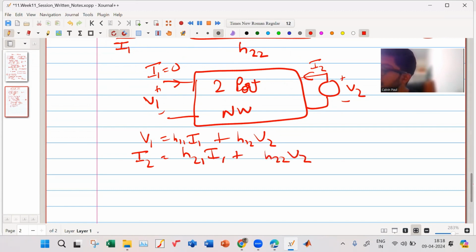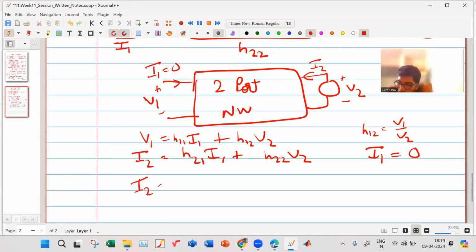So I will apply the case that my I1 is equal to 0. Then what will I get? H12 is equal to V1 by V2. Okay, H12 is equal to V1 by V2. And we can also get that H22 is equal to I2 by V2.